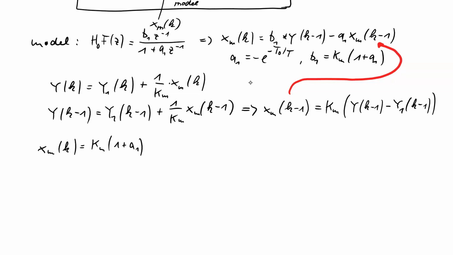I copy now this equation in this line and replace b1 with km a plus a1 times y of k minus 1 minus a1 times xm. Now I replace xm of k minus 1 with this expression. It's a1 times km y of k minus 1 minus y1 k minus 1.